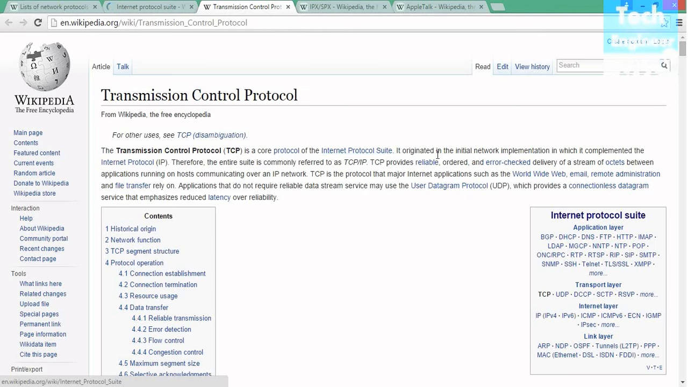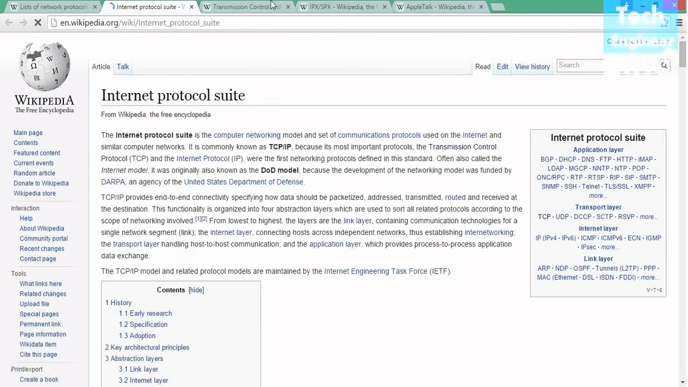We all know that TCP is a core protocol of the Internet Protocol Suite. It originated in the initial network implementation, in which it complemented the Internet Protocol. It's a standard protocol known as TCP, and you can see this when you open the documentation of the Internet Protocol Suite, the computer networking model and set of communication protocols used in the internet and similar computer networks.